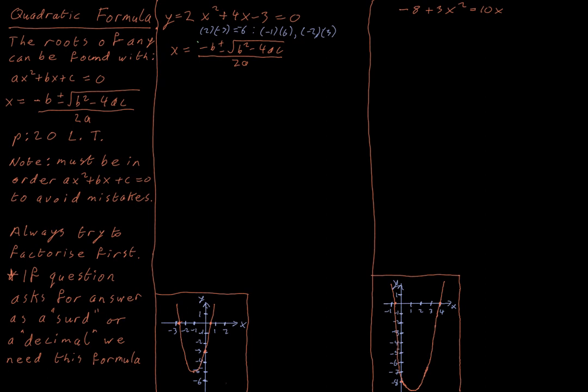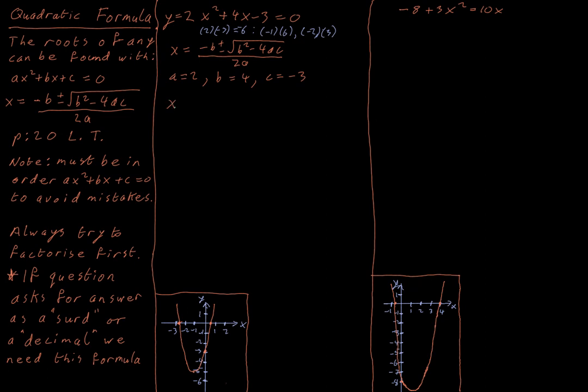Let's define what a, b, and c is. Well, we have ax squared plus bx plus c, so a is 2, b is 4, and we have to be careful here, c is minus 3. It is not plus 3. So we need to be careful. The signs in front of our letters matter. So c is minus 3.